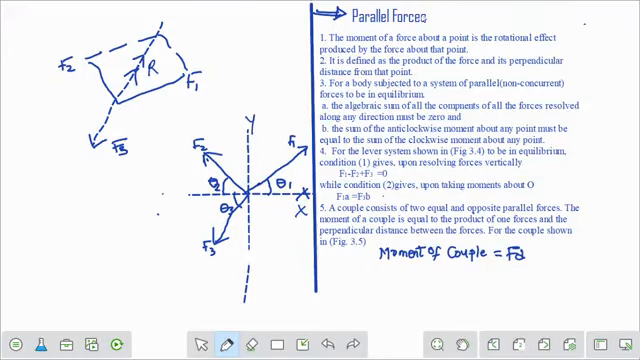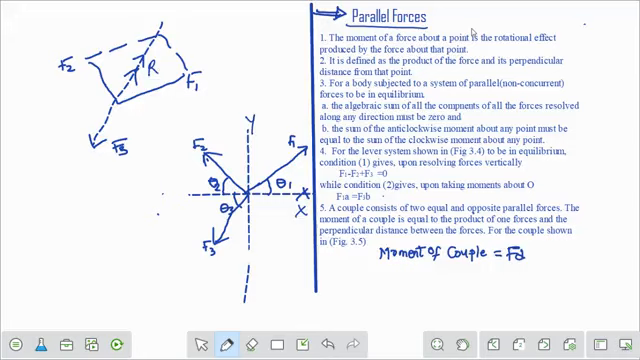So now we're going to the parallel forces. Let me give you the definition for parallel forces, because you would just be looking at what parallel forces are. Parallel forces are the forces whose lines of action are parallel to each other. So that is what we call parallel forces.